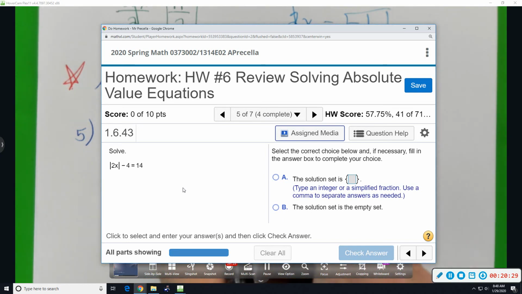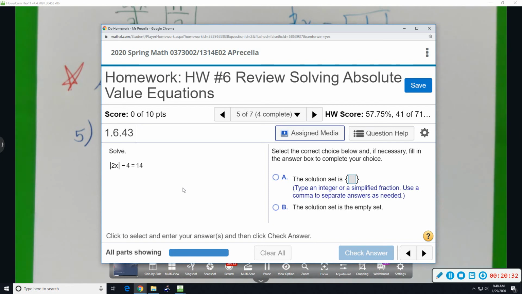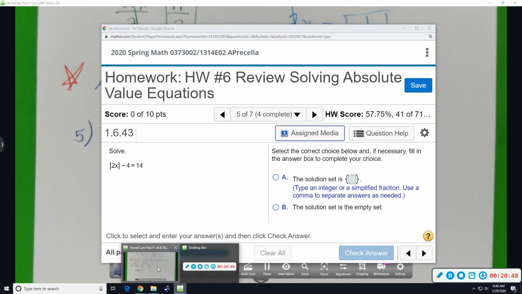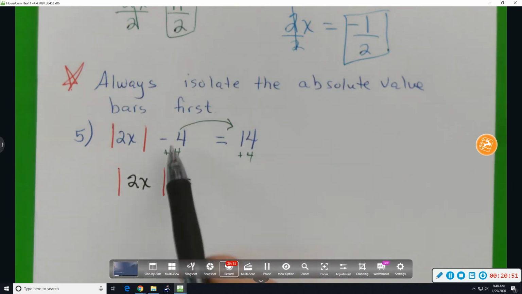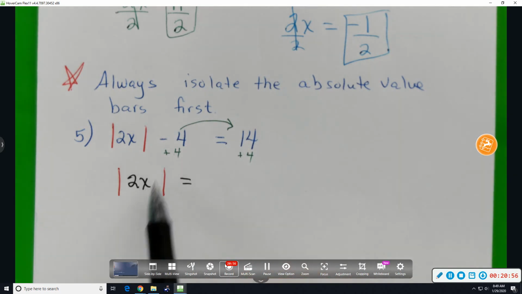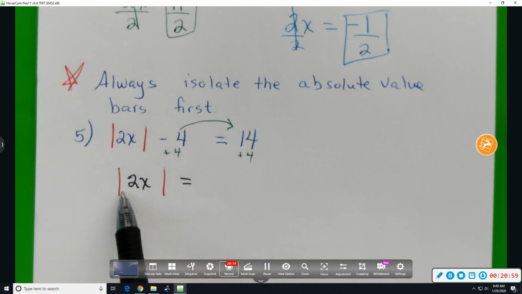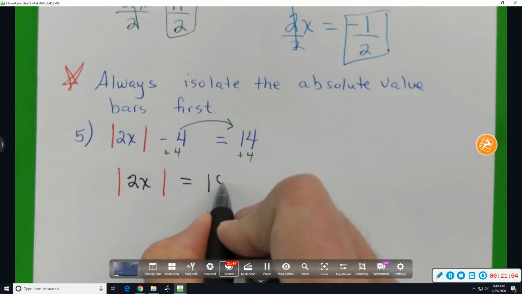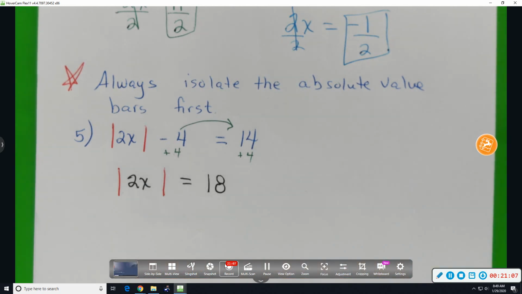So I'm going to add 4 to both sides. Or in other words, move the 4 across the equal sign. So here's the equation I'm solving. Absolute value of 2x. Okay, so move the 4. I'm solving the equation. Absolute value of 2x equals 14 plus 4, 18.